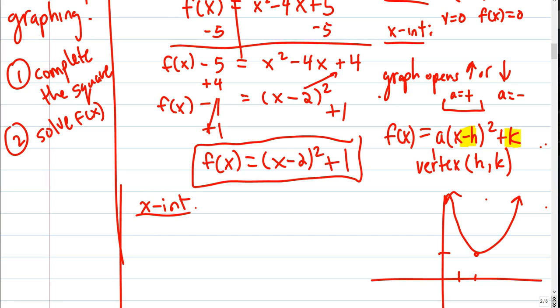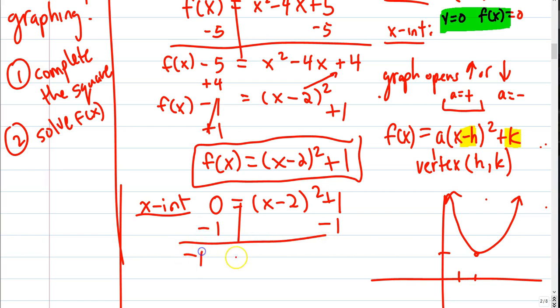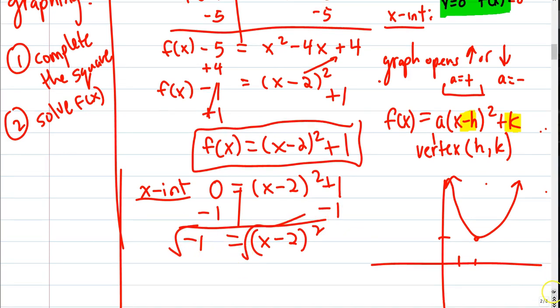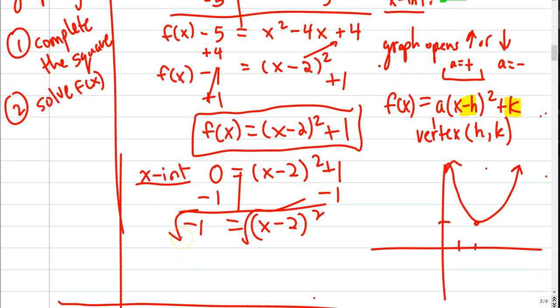The x-intercepts would be where this equation equals 0. So basically I can take either y equals 0 or f of x equals 0. So I set that equation equal to 0, and then I solve. I undo squaring by square rooting. And so then we get the square root of negative 1. So this will have no real x-intercepts. Not a big surprise if you look at the picture. There are no real x-intercepts.